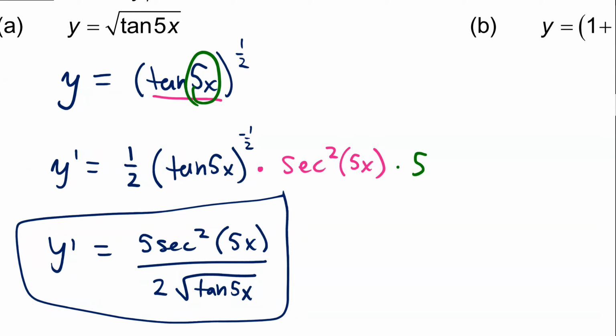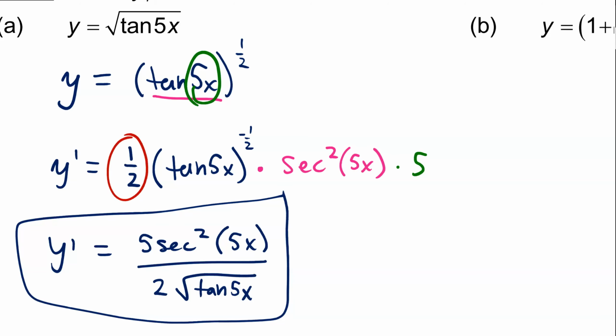Why is it a 2 on the bottom? 1/2 is 1/2, so 2's on the bottom. 1/2 is the same thing as 1/2. It wouldn't just be a half. Yeah, but wouldn't it just be root? Why is it number two?